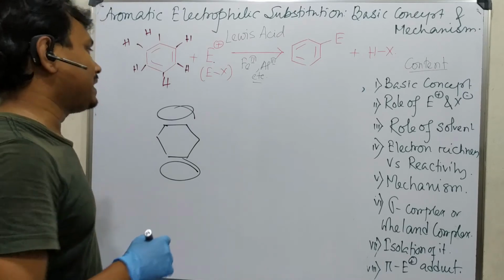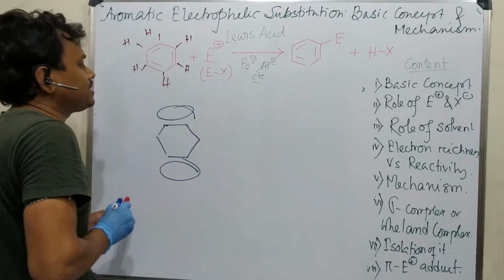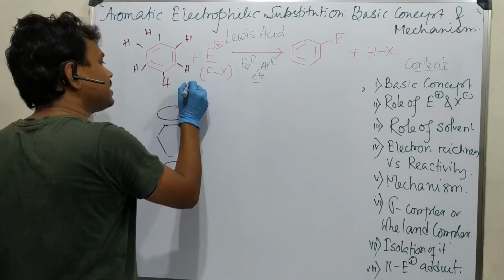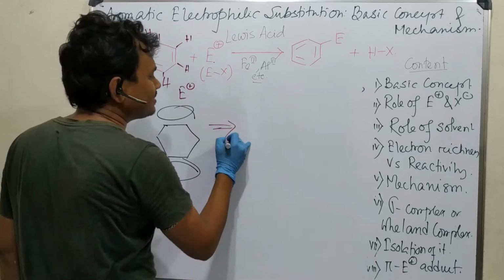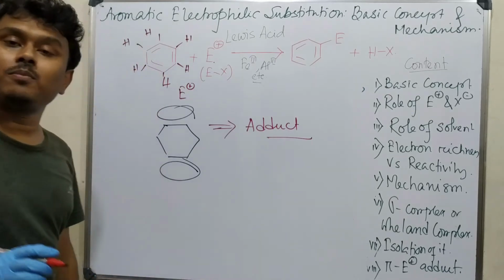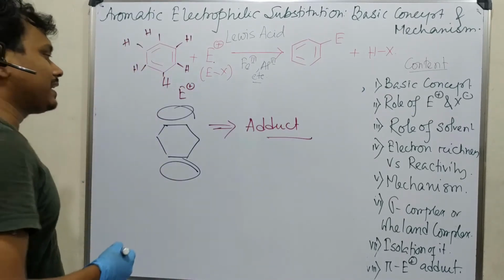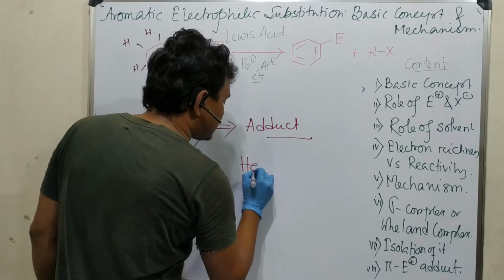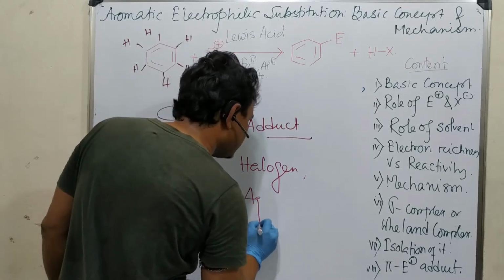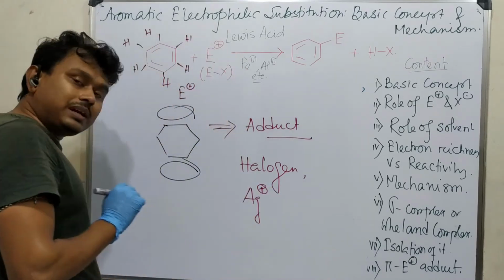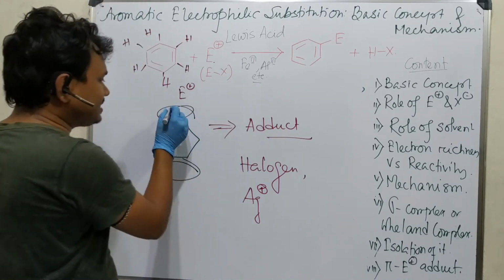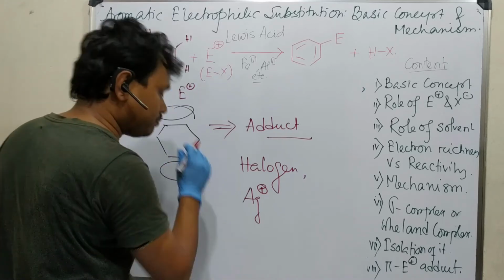So an electrophile can come and sit on the pi cloud, and they can form an adduct. Who can form an adduct? For example, halogens can form adducts. Silver plus type Lewis acids can form adducts, and actually they can be characterized.